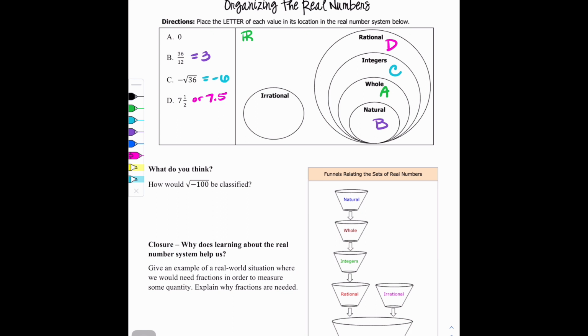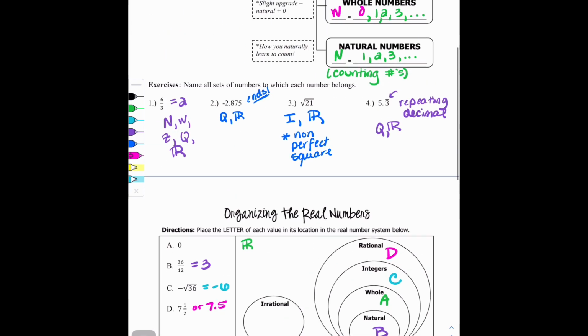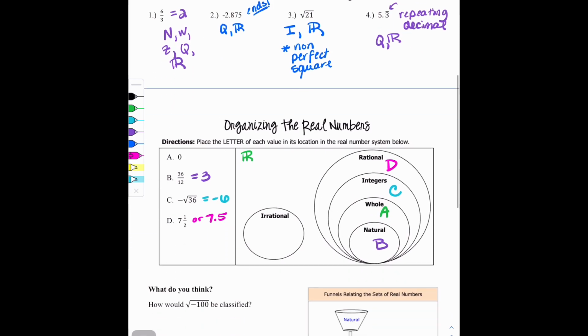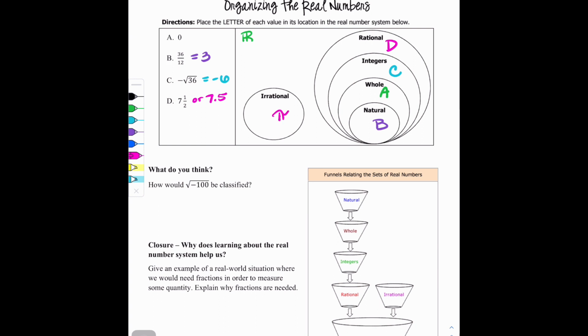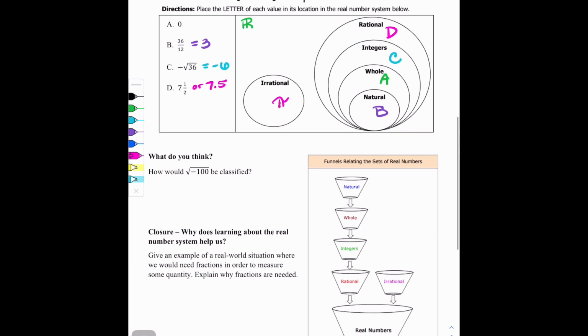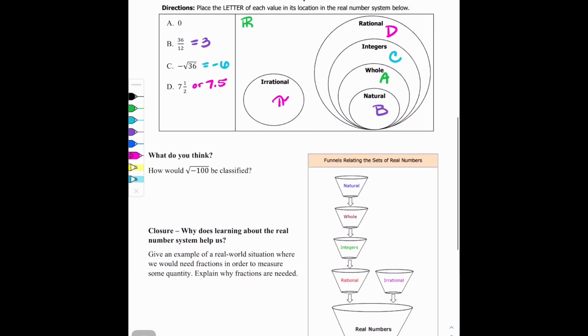So for this example, we didn't have any irrational numbers. If we go back to one of the ones that we had before, like pi, I would just put pi here in irrational.